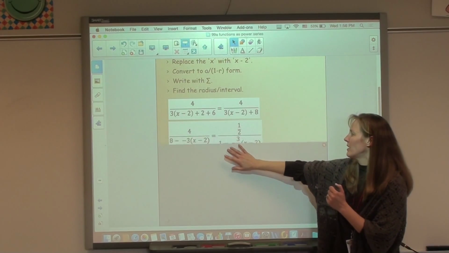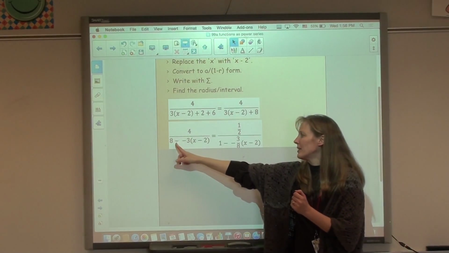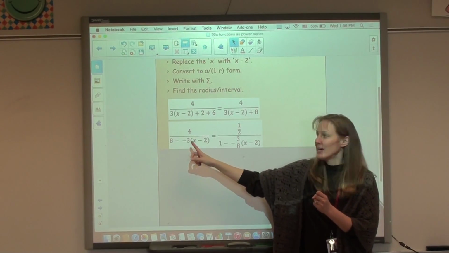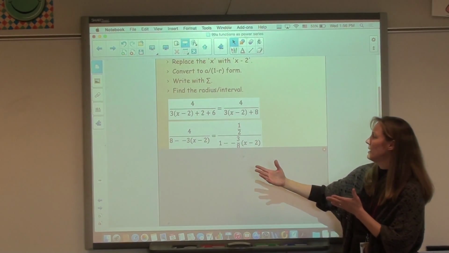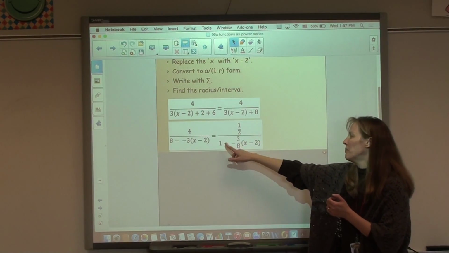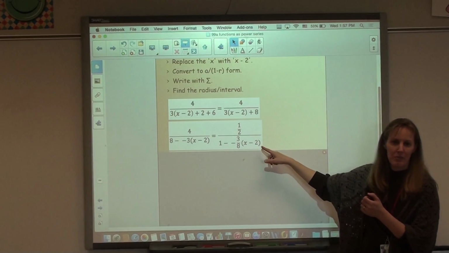Okay, so did you all get this? And then you put the 8 in front, but you need a minus. So you make it 8 minus negative, and that's how you take care of the needing to be a minus. Then you divide everything by 8. So you end up with 1/2 over 1 minus negative 3/8 times x minus 2.